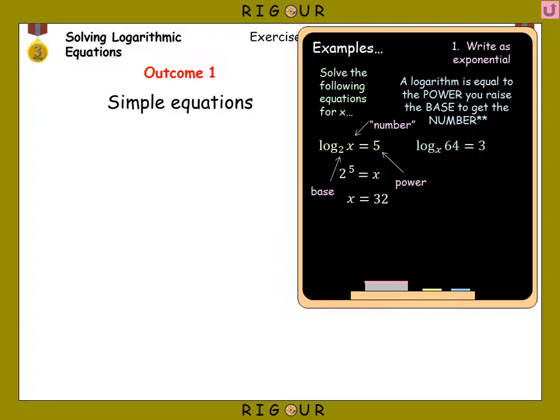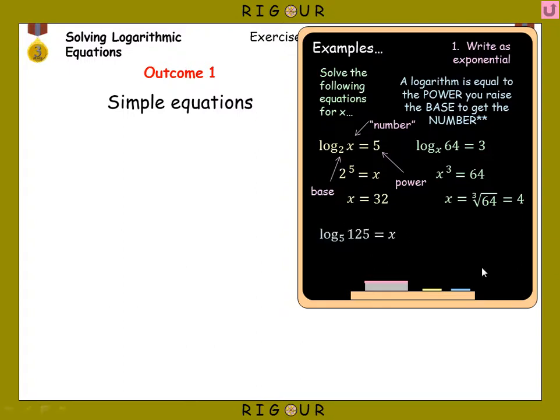So we've got log to the base x of 64 equals 3. So we're writing as an exponential. So a logarithm is equal to the power, so 3 is the power, that you raise the base is x, to get the number, which is then going to be equal to 64. So this is it written as an exponential, so now we can just solve for x. So to get x, we're going to cube root the 64. So what times what times what gives us 64? Well, 4 cubed is 64. So therefore, the final answer is x equals 4. So hopefully you're starting to get the hang of this now.